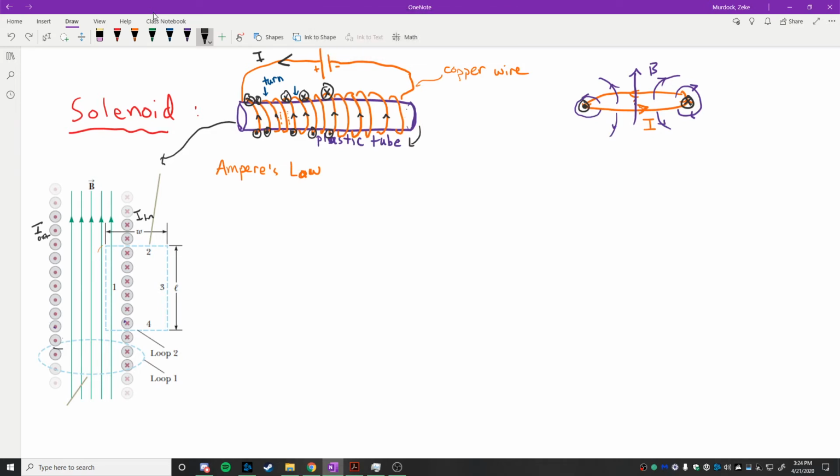Okay, so Ampere's law, what does it say? It says we need to integrate along our loop the integral of B dot ds. And we know that that's equal to mu naught multiplied by the current that actually is enclosed by our loop. Okay, all the current that actually flows through our loop.